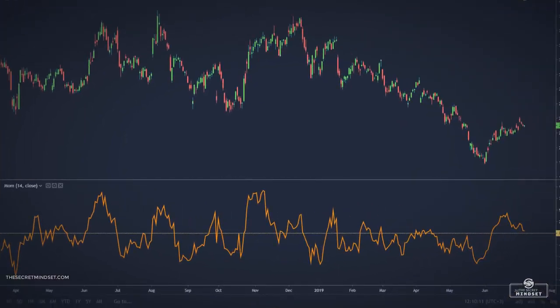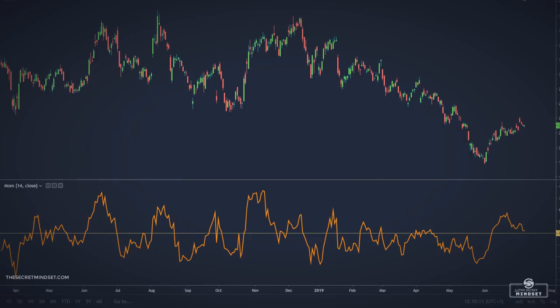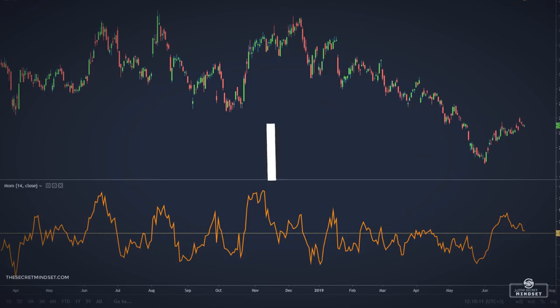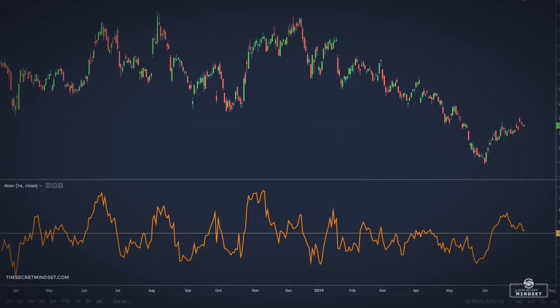Now let's look at the same chart once again. Let's plot the support and resistance lines, identify the trend using price action, and let's see what the momentum is telling. So we are on a clear downtrend, with the price making lower lows and lower highs. This tells me to ignore when the momentum crosses the zero line to the upside and focus only on the short trades. Now let's plot major support and resistance lines.